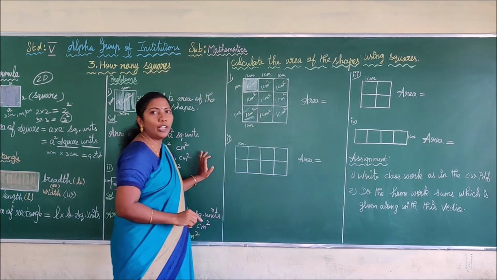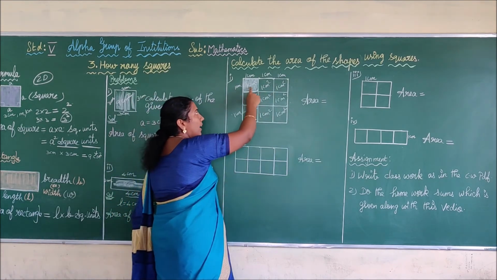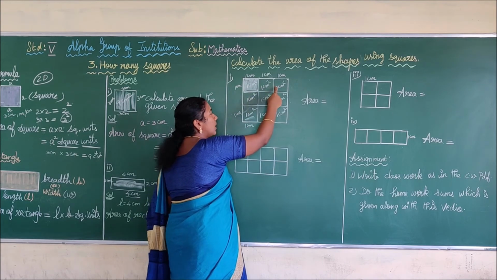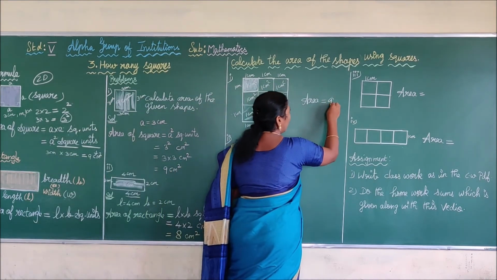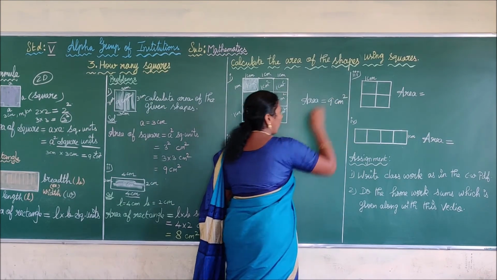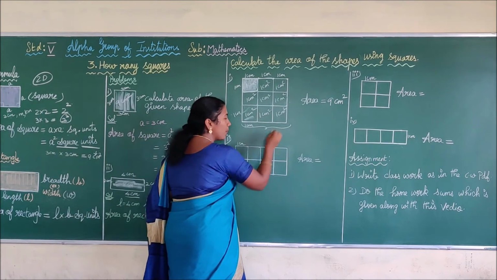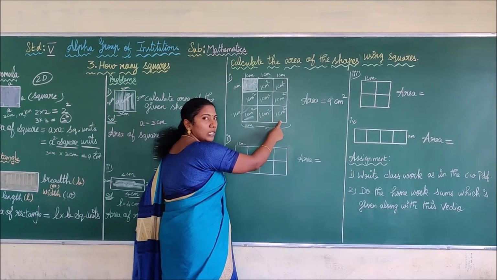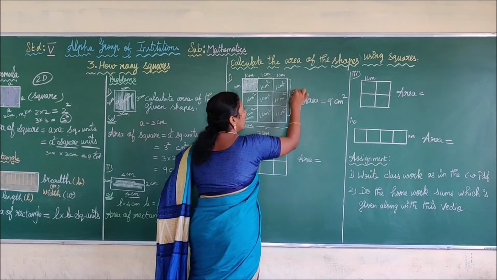Okay. Now we are going to calculate the area of this whole shape. So you have to add all these areas. 1, 2, 3, 4, 5, 6, 7, 8, 9. This area is equal to 9 centimeter square. It's clear, children? Now, what is the side of this shape? 1 centimeter, 1 centimeter, 1 centimeter. That is 3 centimeter. That is, all the sides are 3 centimeter.